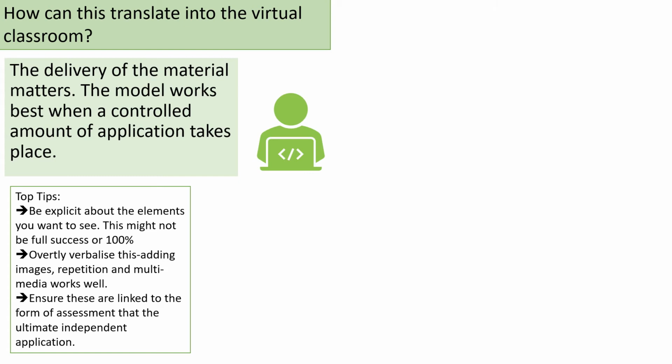Ensure these are linked to the form of assessment that the ultimate independent application will require. Okay, so if you have decided I am modelling 3 success criteria, they need to be the same success criteria that you are going to feed back on when students complete the work. This will keep it simple and accessible for the students. It will get to the heart of exactly what you want them to do, and you will see an increase in participation and completion because you're stripping away the peripheral things that students don't understand.